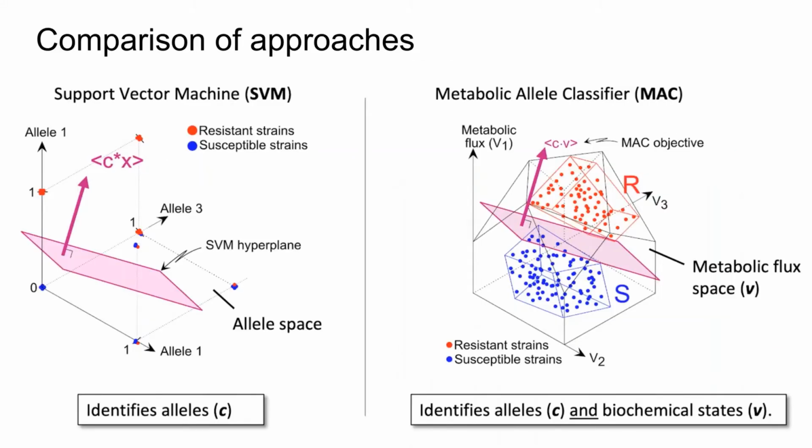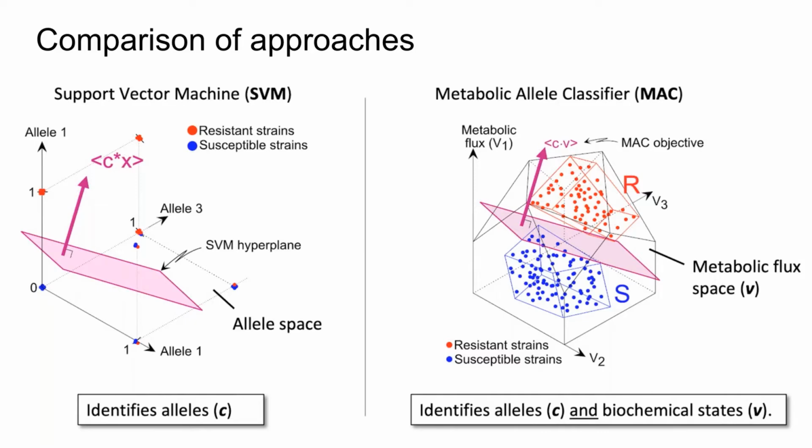So this is a comparison of the approaches. On the left, we have the support vector machine, and on the right, we have the metabolic allele classifier, which is this knowledge-based classifier that integrates the model. So on the left, we could see that we have the strains colored red and blue for resistant and susceptible. The SVM basically identifies this plane that splits between the red and blue points as well as possible. And then we can interpret this plane through the coefficient C to identify the allele. So that's what we did in 2018.